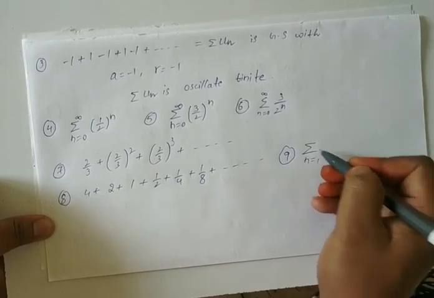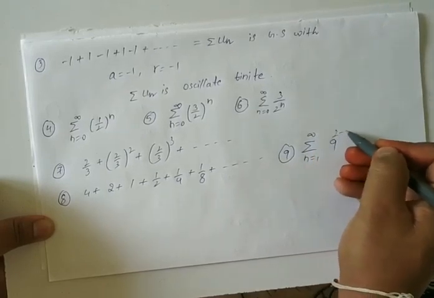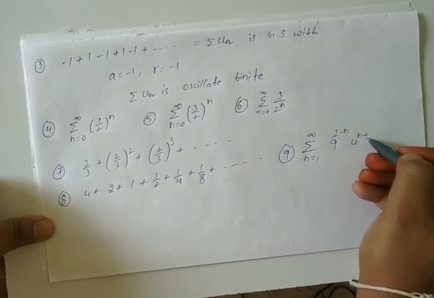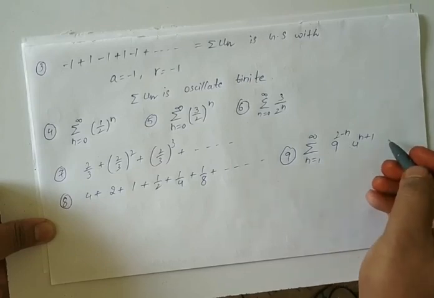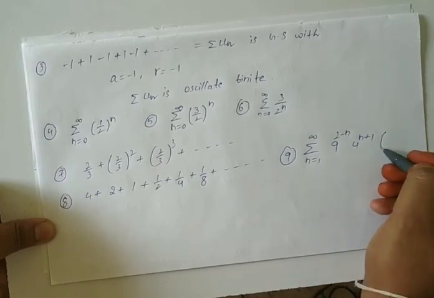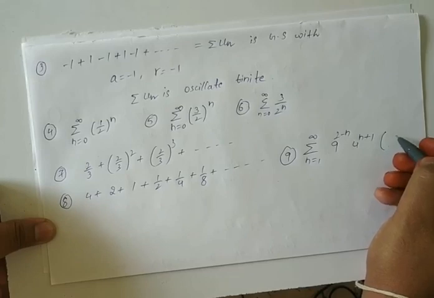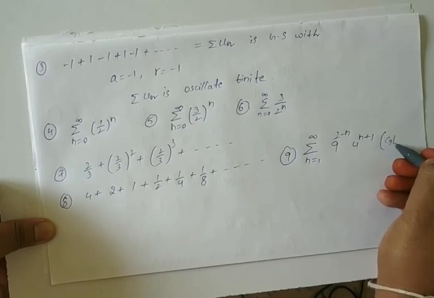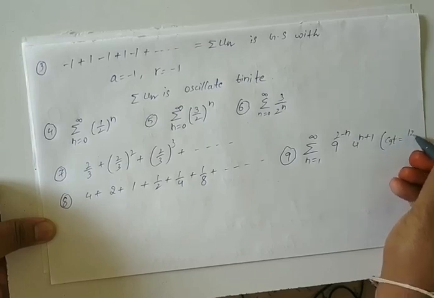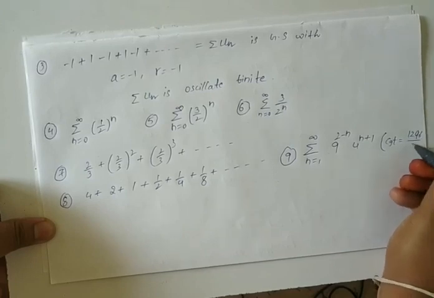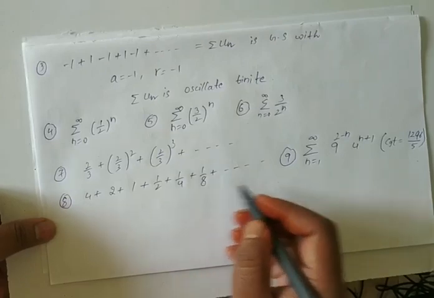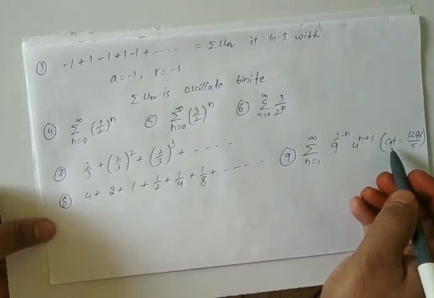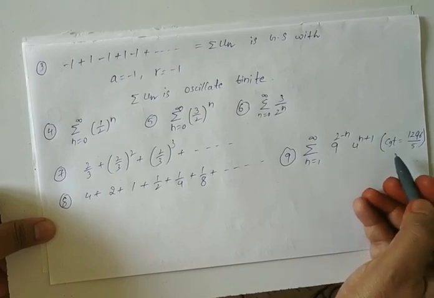Summation n is equal to 1 to infinity, 9 power 2 minus n, 4 power n plus 1. Here I will give you the answer, but please try this problem. What is the answer? In this case, this series is convergent to 1296 by 5. That means the sum of the series is 1296 by 5.